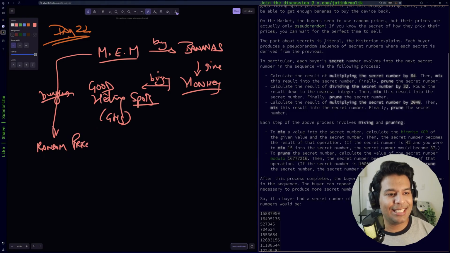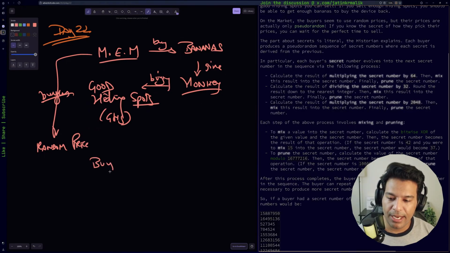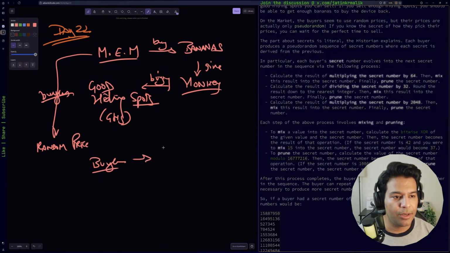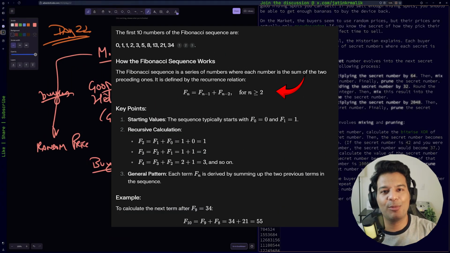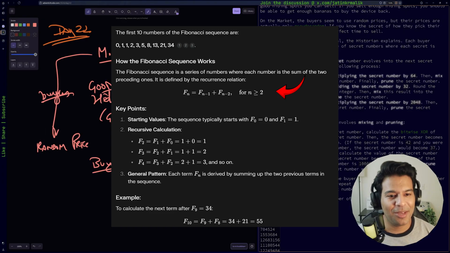And the part about the secrets is literal. The historian explains each buyer produces a pseudo-random sequence of secret numbers where each secret is derived from the previous. Okay, so it seems like we have a buyer and they are producing a sequence, so like a list of secret numbers, where each secret is derived from the previous. And it's funny, I gave an example of Fibonacci because the Fibonacci sequence is almost always like that, where it depends on the previous number.